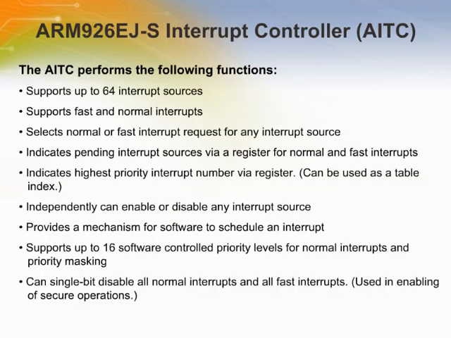The ARM926EJ-S interrupt controller is a 32-bit peripheral that collects interrupt requests from up to 64 sources and provides an interface to the ARM926EJ-S core. The ARM interrupt controller includes software-controlled priority levels for normal interrupts.